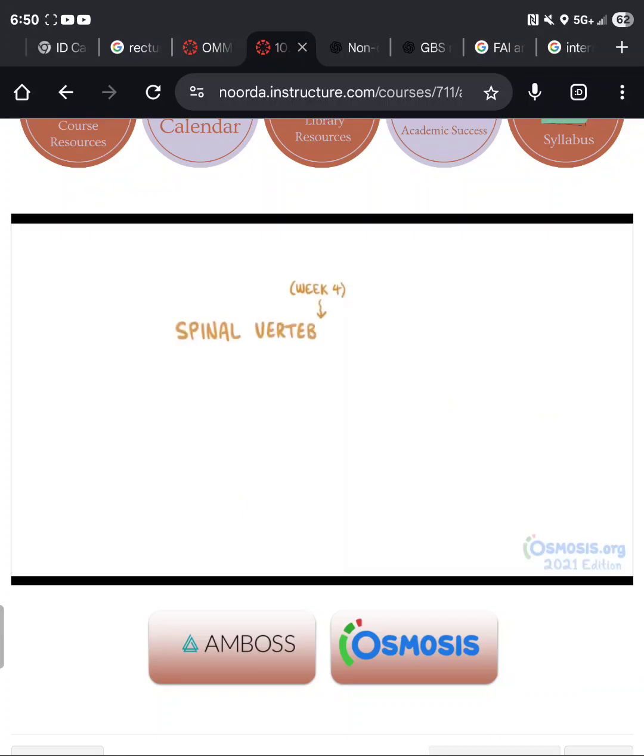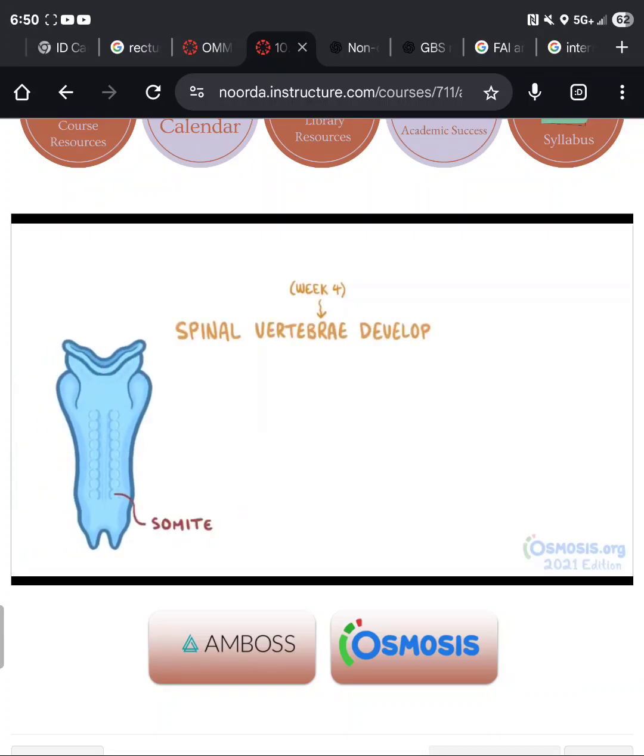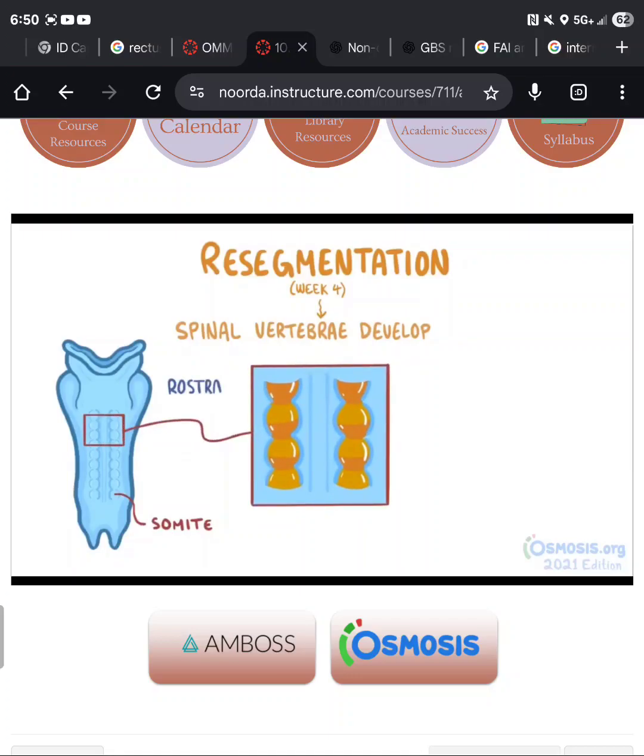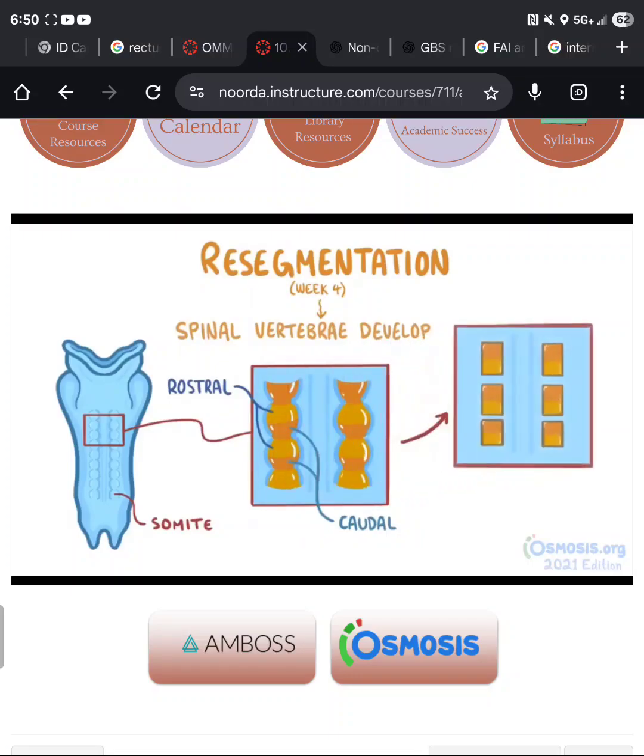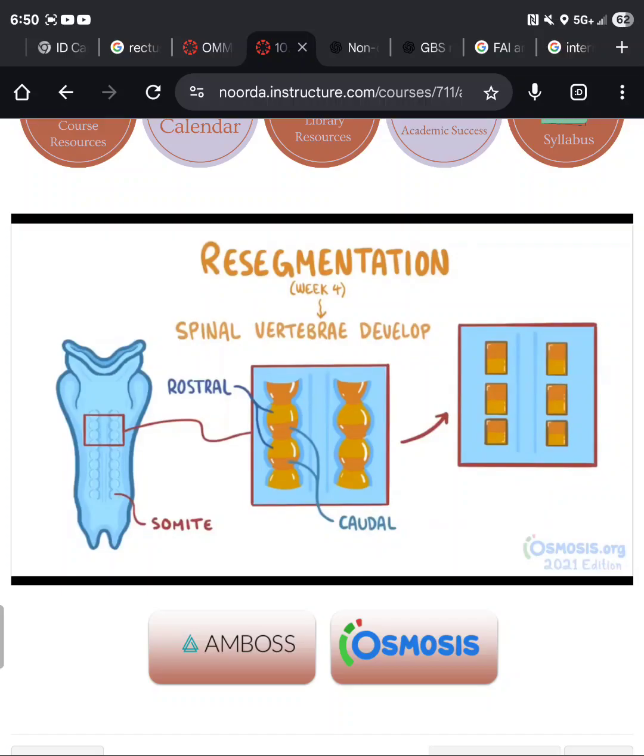During week 4 of development, the spinal vertebrae develop, and it happens when the somites undergo a process called resegmentation. First, each somite separates into 2 populations of cells, a rostral or top population, and a caudal or bottom group. Next, these 2 populations of cells separate, and the bottom population of one somite fuses with the top population of the ensuing somite. This gives rise to new segments of tissue formed by cell populations deriving from two separate adjacent somites.